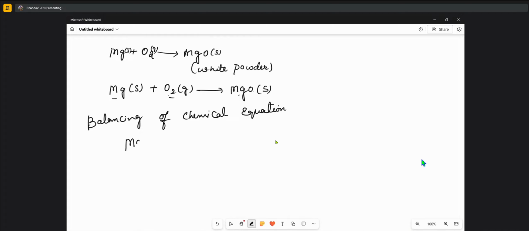So Mg plus O2 will give MgO. Here in the reactant, oxygen is more, so you have to increase the product. You will make it 2 MgO. So here magnesium you have 2 and oxygen 2. The 2 oxygen is balanced, but for magnesium you have to put 2 here. So this is a balanced chemical equation. Next we'll try to balance the other equation.